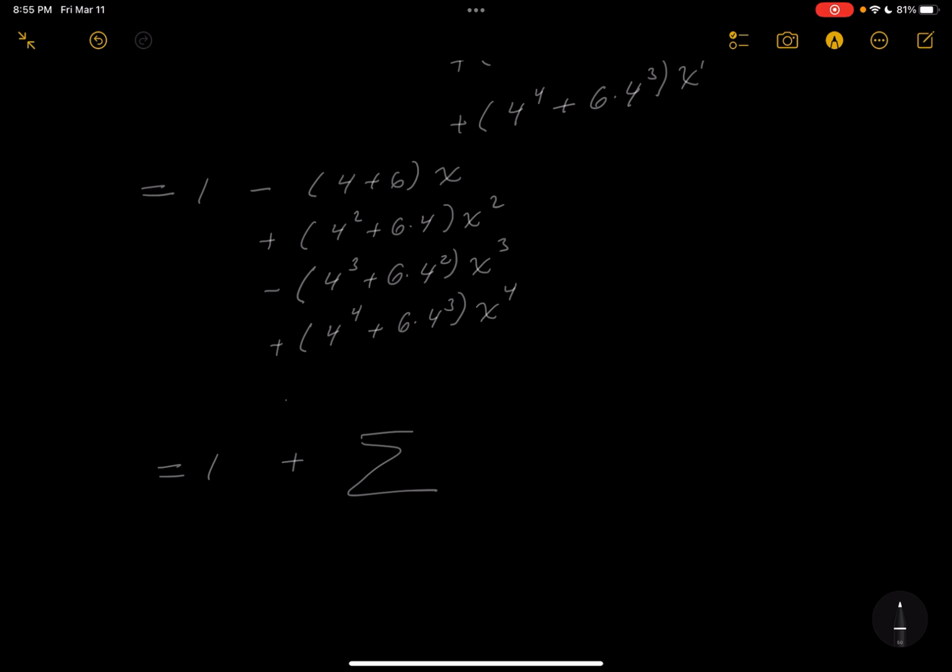The sum has a coefficient 4. I'm going to say 4 to the j, starts at 1, plus 6 times 4 to the j minus 1, x to the j. We're not done yet. It's going off to infinity. We're still not done yet.